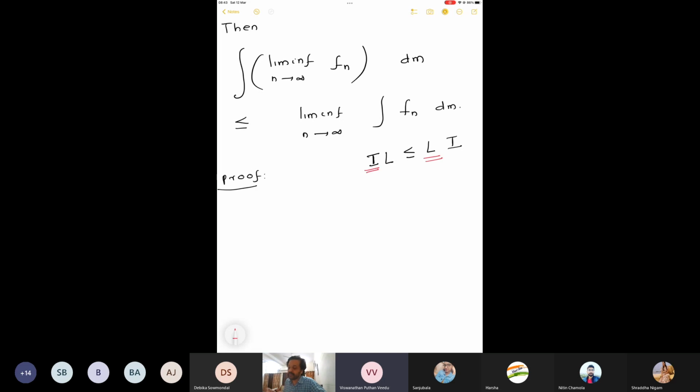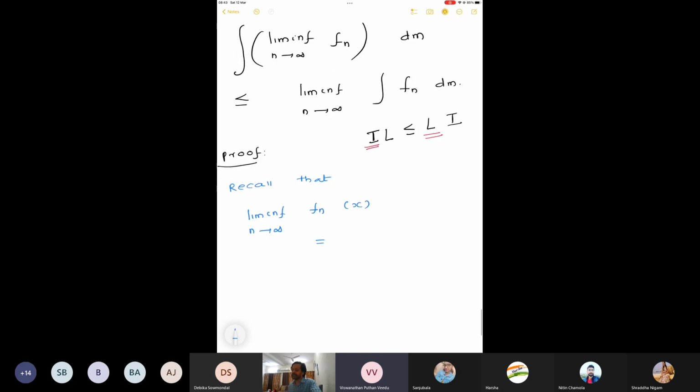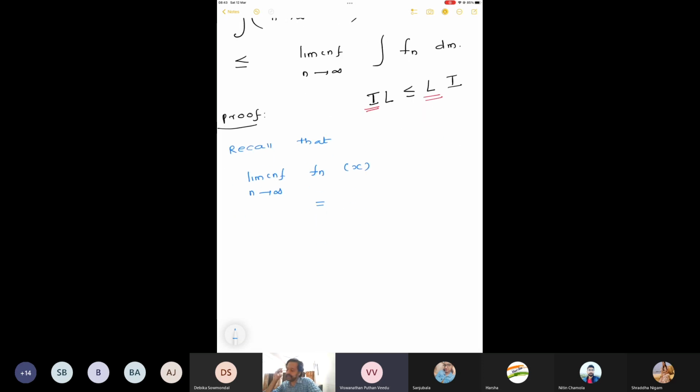Okay. With that note, let us go for the proof. Let us start by recalling the definition of limit infimum. Recall that lim inf of f_n(x) as n tends to infinity is equal to... can somebody remind me how do you define lim inf?